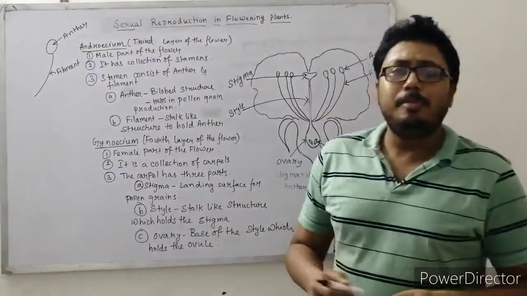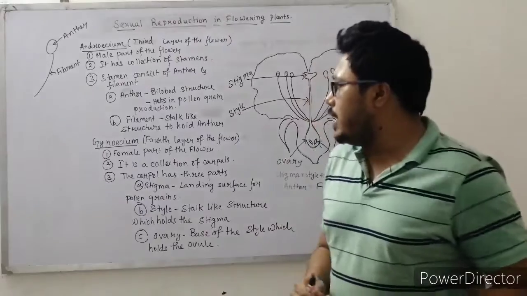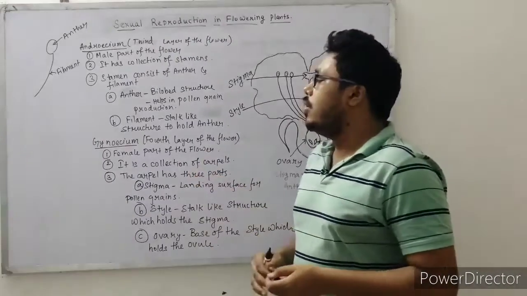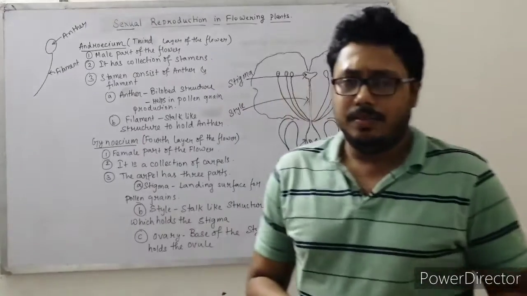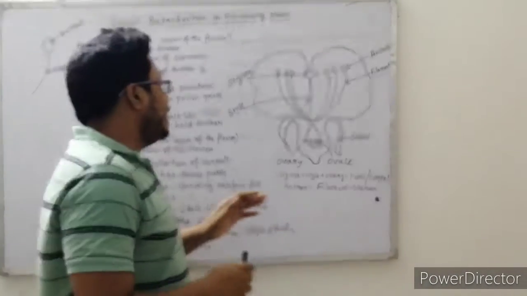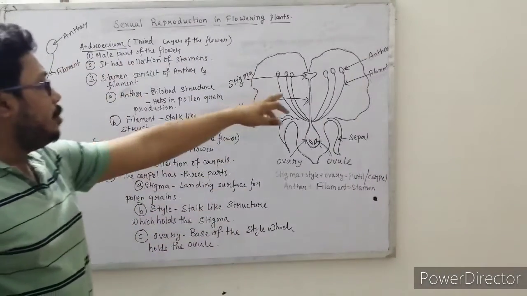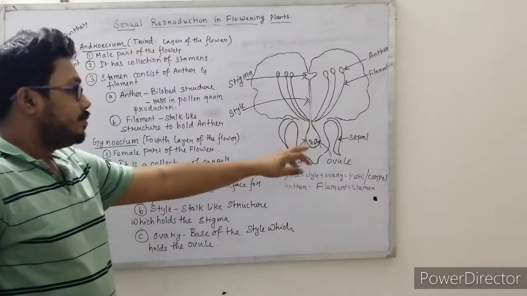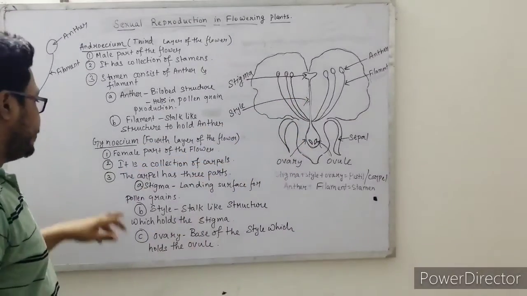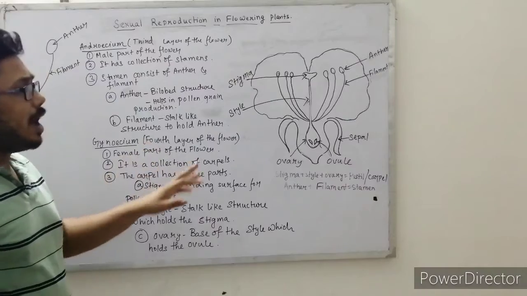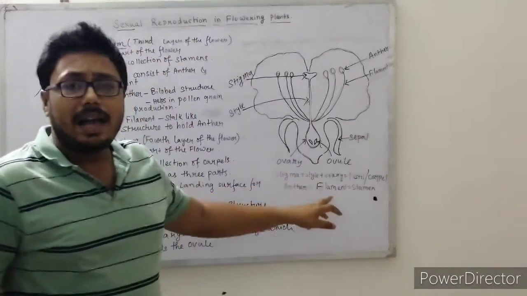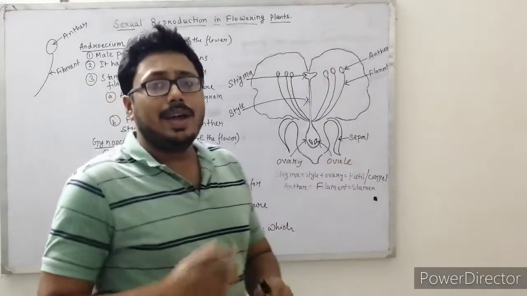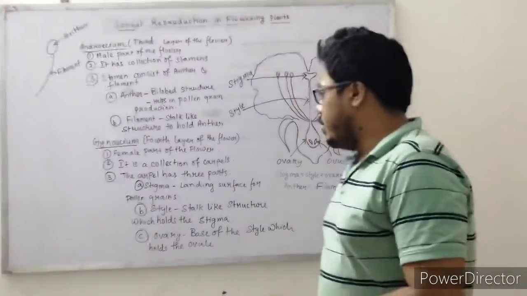gynoecium. That is the female part of the flower. We can also say it is the fourth layer of the flower. So what does it contain? See, it contains the stigma, style, and ovary. It is a collection of carpels. What is a carpel? Stigma, style, and ovary together are called a carpel.